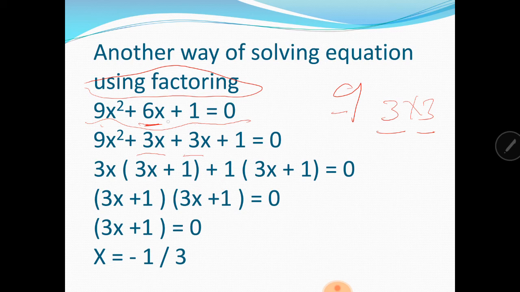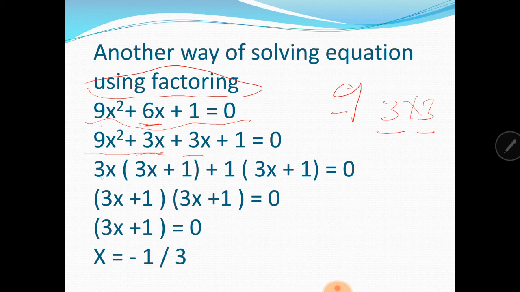If this was minus, then you subtract the factors. So remember that whenever you have the plus sign in the last term, you add those two factors of the number that you get from a and c. So now you have 9x² + 3x + 3x + 1 = 0.